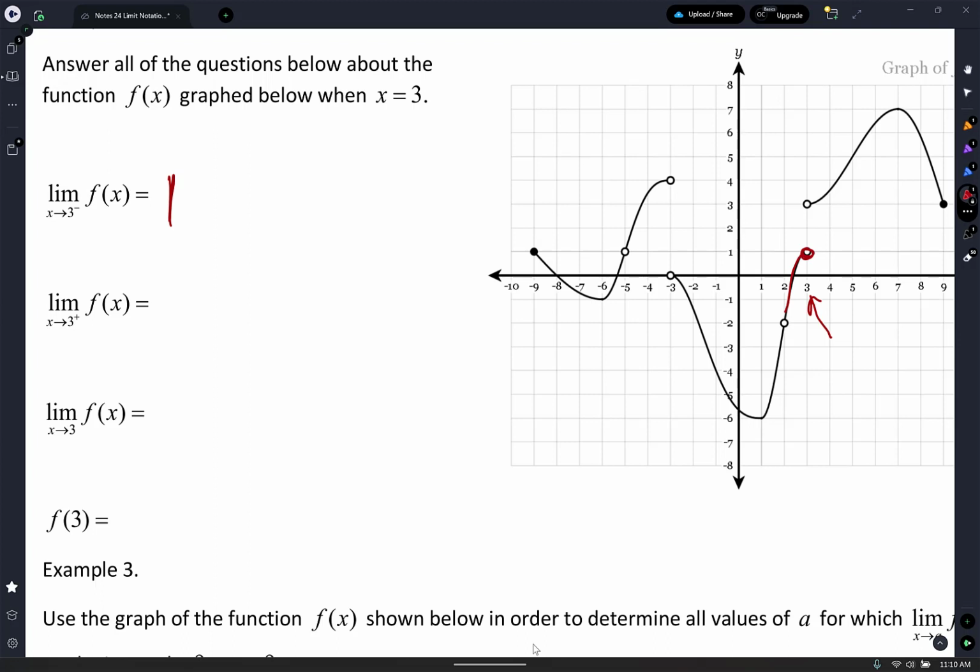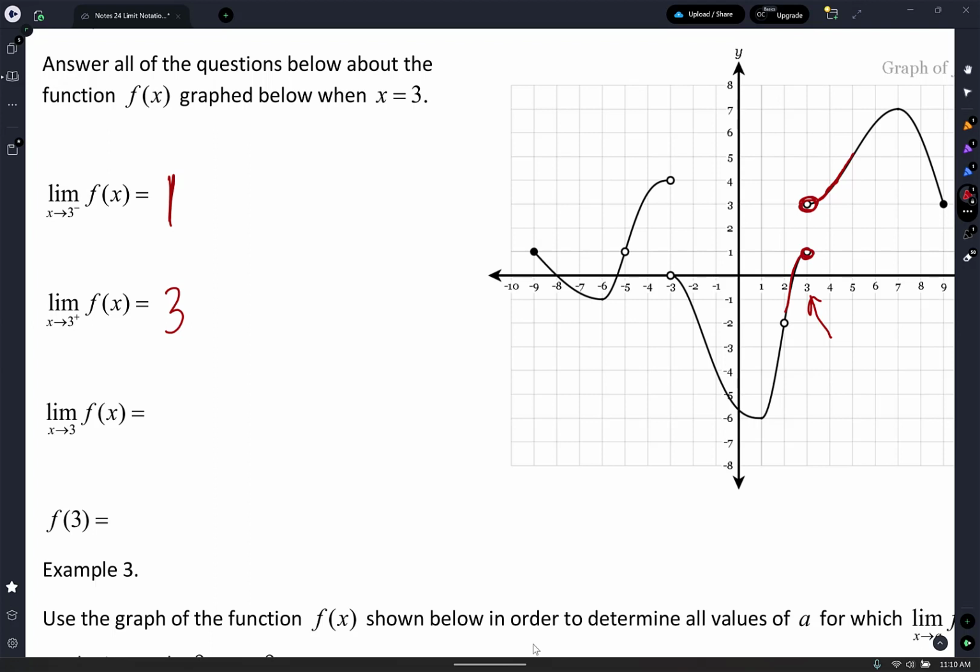Limit as x approaches 3 from the right. What does that plus symbol mean? From the right. So I go to the curve and approach 3 from the right. If I approach 3 from the right, what is this y value? 3. Yes, it's a hole, but it's not asking about the function, it's saying the word limit in front.